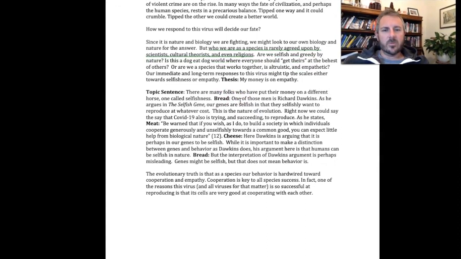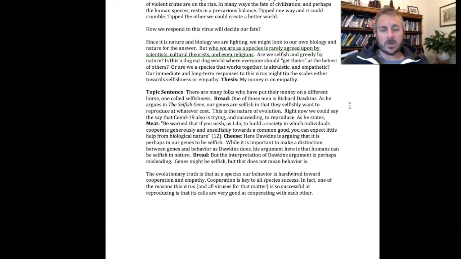There are many folks who have put their money on a different horse. One is called selfishness. One of those men is Richard Dawkins. As he argues in The Selfish Gene, our genes are selfish, and that they selfishly want to reproduce at whatever cost. This is the nature of evolution. Right now, we could say that COVID-19 is also trying and succeeding to reproduce.